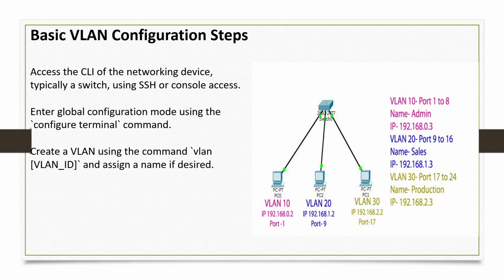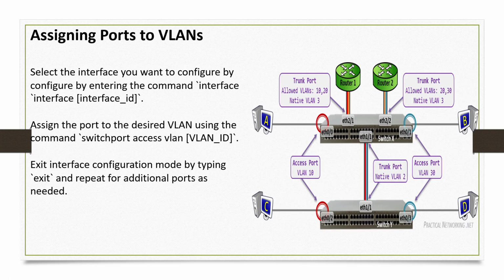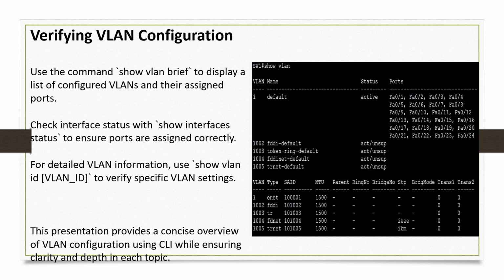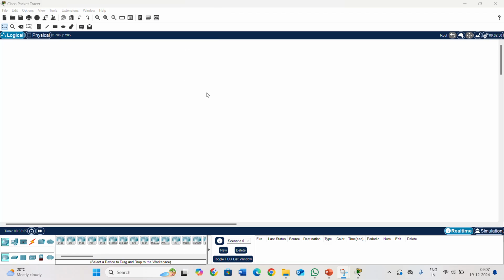Before knowing how to do the VLAN configuration, we have to know the basic VLAN configuration steps, assigning ports to the VLANs, and verifying the VLAN configuration. To explain all this practically, I will use my Cisco Packet Tracer app. So let's open our Cisco Packet Tracer app. Our Cisco Packet Tracer app has been opened.